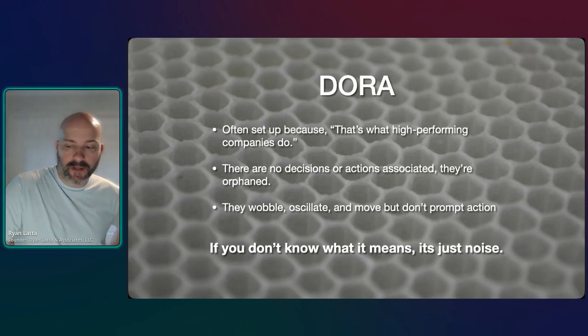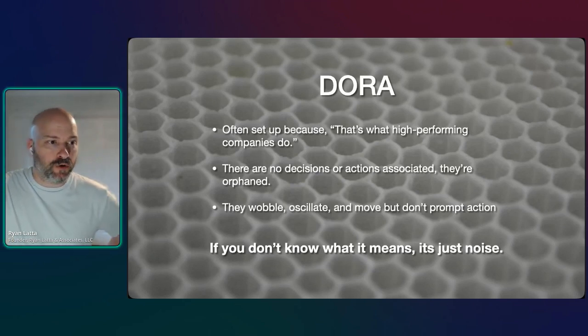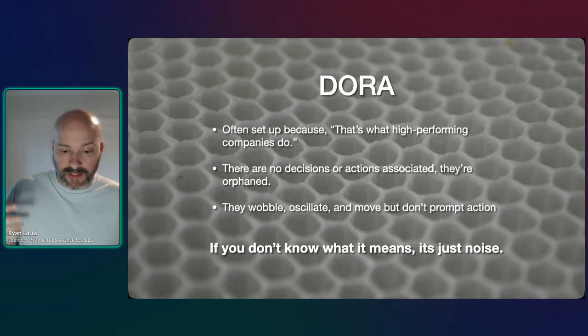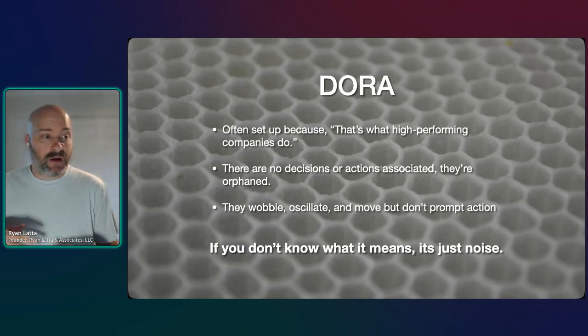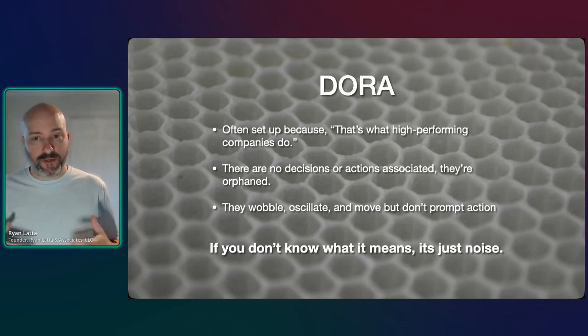DORA metrics. So I hinted at this before. DORA metrics are typically installed because this is what high-performing teams do. There's no meaning to them. The meaning was you check a box, we have them. And so when the numbers move, fluctuate, and oscillate, we don't know what to do with them. We don't know how to interpret them. They inform nothing to us. They become just noise in more dashboards and reports.